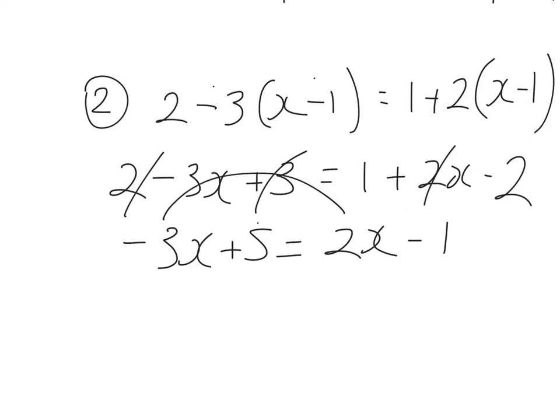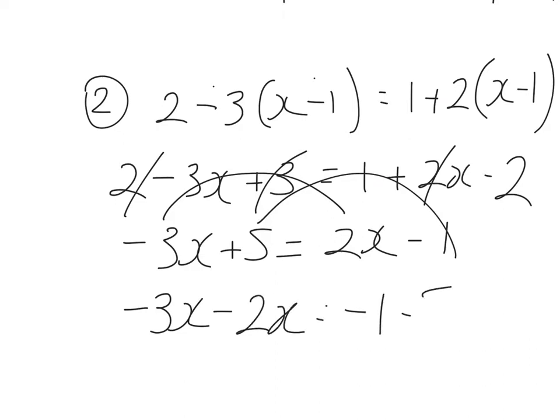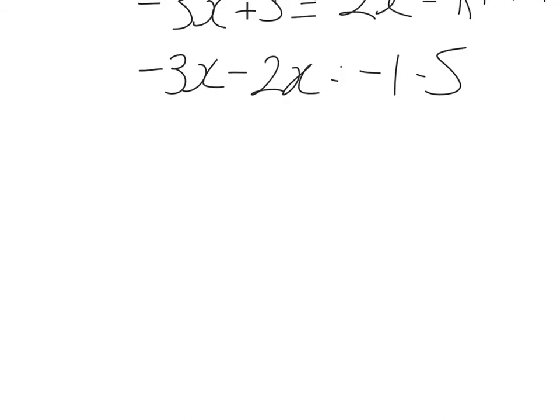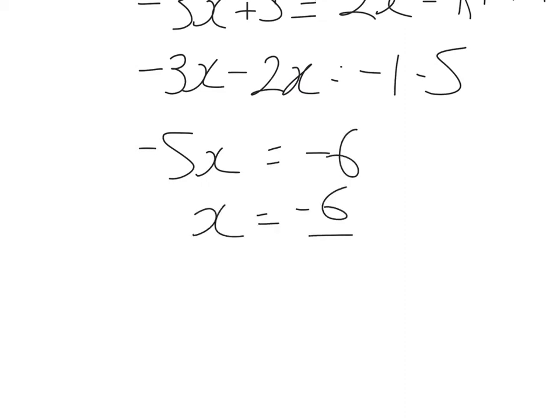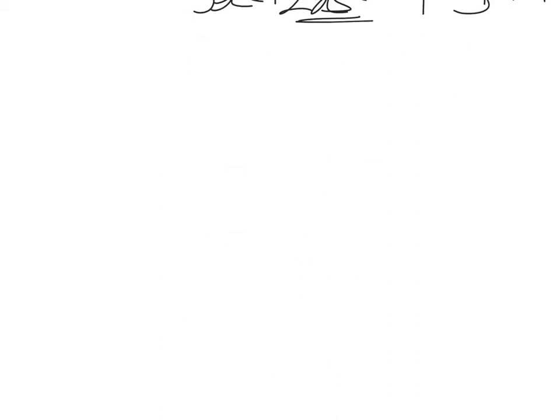Letters to the left, numbers to the right, change side, change sign. Minus 3x minus 2x is equal to minus 1 minus 5. That's minus 5x equals minus 6. x equals minus 6 over minus 5. Just be careful, can the fraction be simplified? Well, two negatives cancel out. 6 over 5 can't go any simpler. x equals 6 over 5. Okay, example 3.